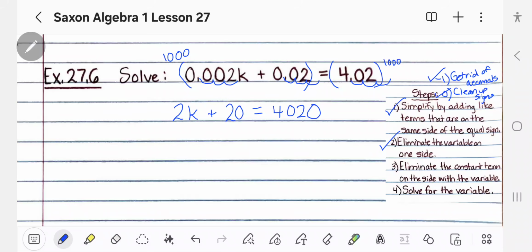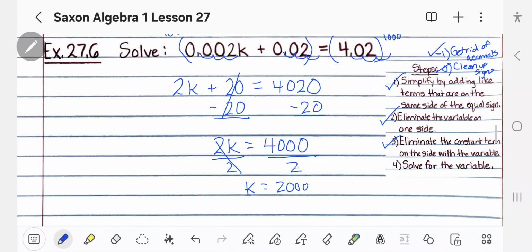Eliminate the constant term on the side with the variable. Here's your side with the variable, and here's your constant term. So we're going to subtract that 20 to make it go away. And we're going to get 2k is equal to 4,000. Now, what I'm going to do there is I'm going to solve for the variable. They're multiplying the k by 2. Let's divide it by 2. K is equal to 2,000.